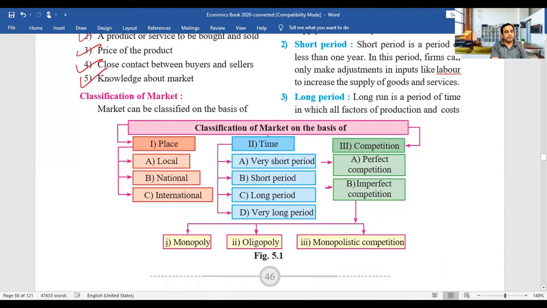Now the classification of market can be on the basis of place, on the basis of time, on the basis of competition. So on the basis of place, it could be local, national, international market. On the basis of time, it could be very short period, long period, very long period market. On the basis of competition, it can be perfect competition or imperfect competition. Now in imperfect competition, it can be monopoly, oligopoly, monopolistic competition, or duopoly.